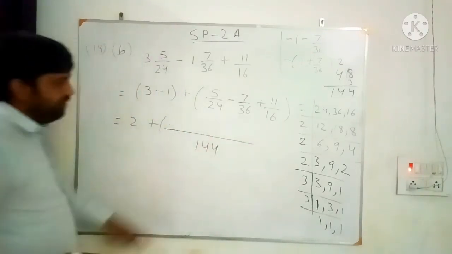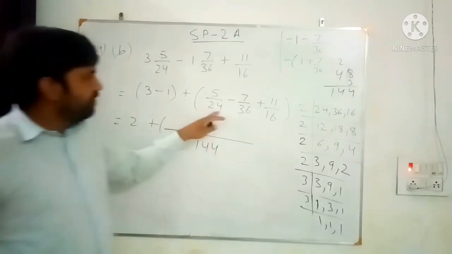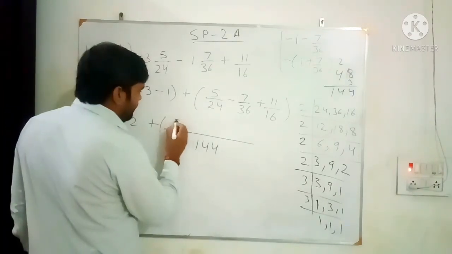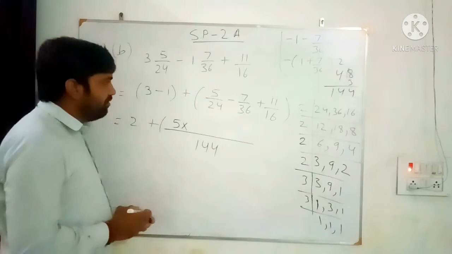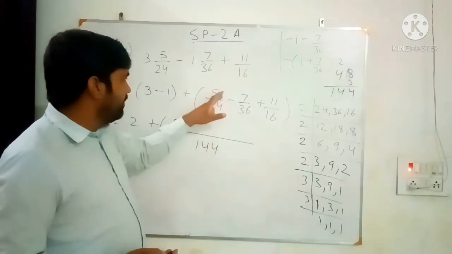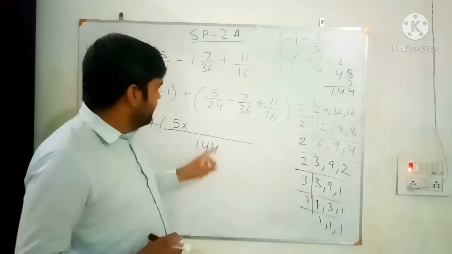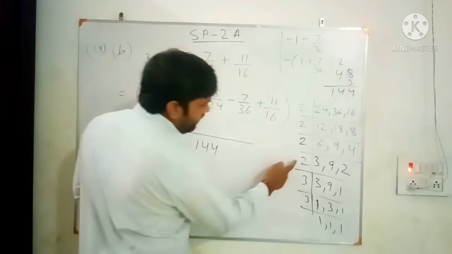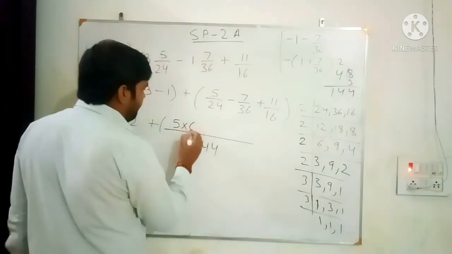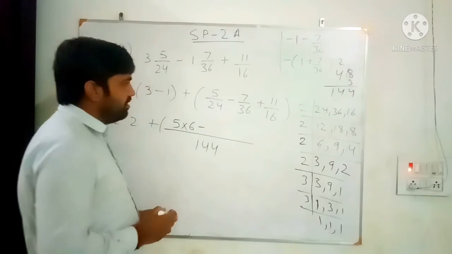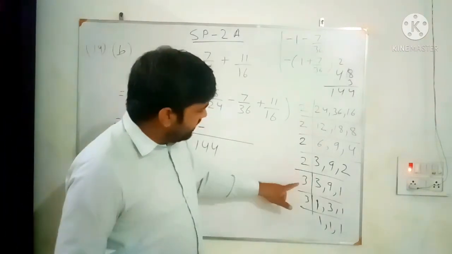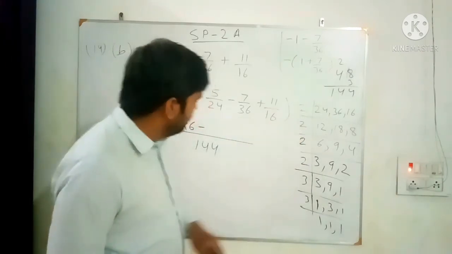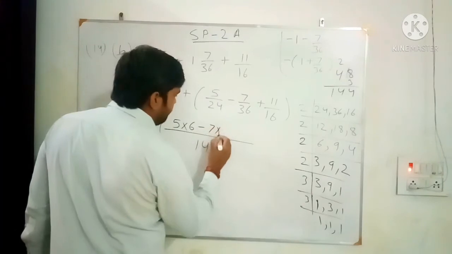Now the LCM is 144, we have written. The LCM should be the common denominator for these 3 fractions. So what do we multiply 24 by to get 144? Whatever number you multiplied in 24 to get 144, that number you have to multiply to the numerator also. So 24 6s are 144, so 5 into 6, minus. What you multiply in 36 to get 144: 36 4s are 144, so minus 7 into 4.